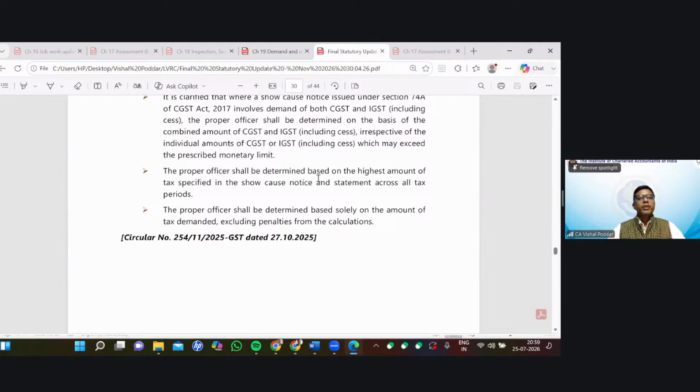The proper officer shall be determined based on the highest amount of tax specified in the show cause notice and statement where it is across different periods. And the proper officer shall be determined based solely on the amount of tax demanded, but not penalties and interest. So the above monetary limits are only for the tax component, not for the interest and penalty.